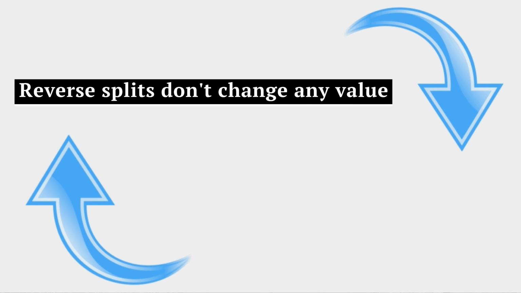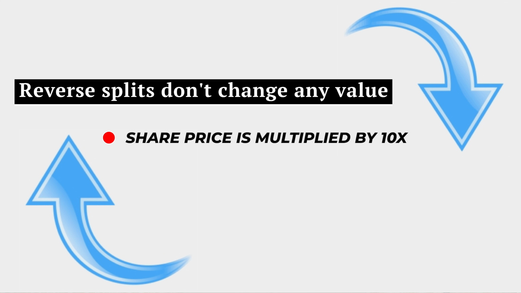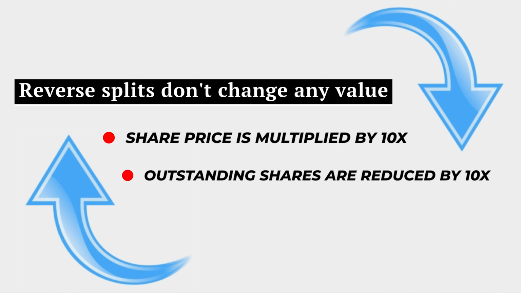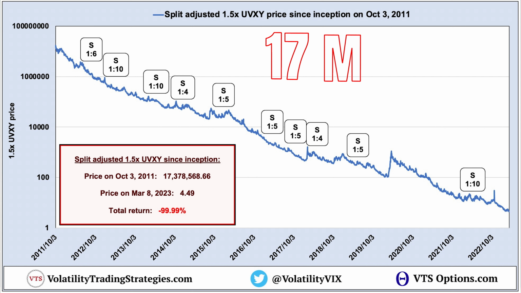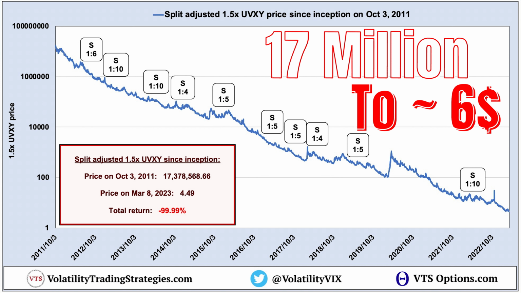Remember what's happening there. Let's say the price was $5. The price is multiplied by 10 and it's gone up to 50. And then the number of outstanding shares is reduced by 10 times to make sure that there's no value that changes. But it also means that when we multiply that going backwards, even using the 1.5 times leverage all the way back like this chart is, this is simulated using 1.5 the entire way, we still end up with an insane split adjusted launch price of over 17 million.